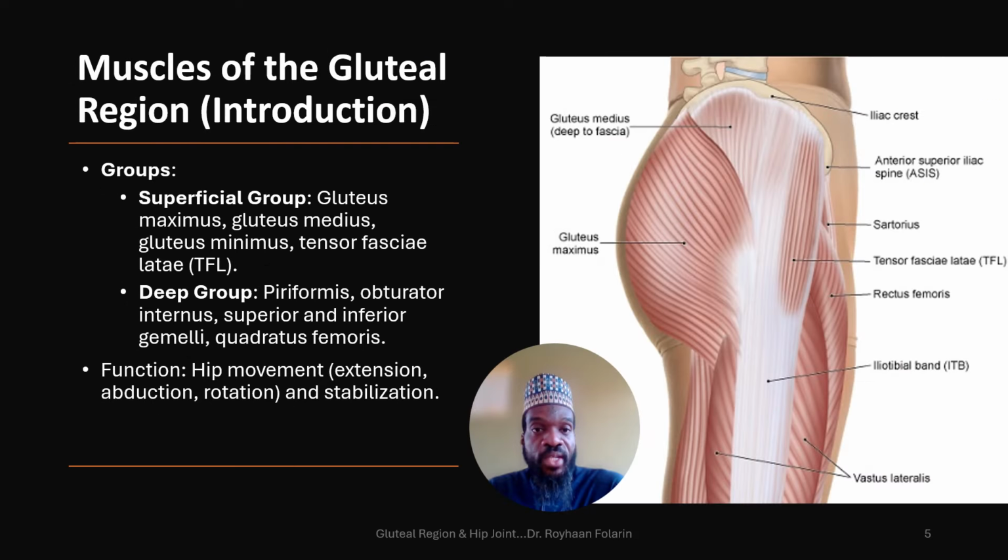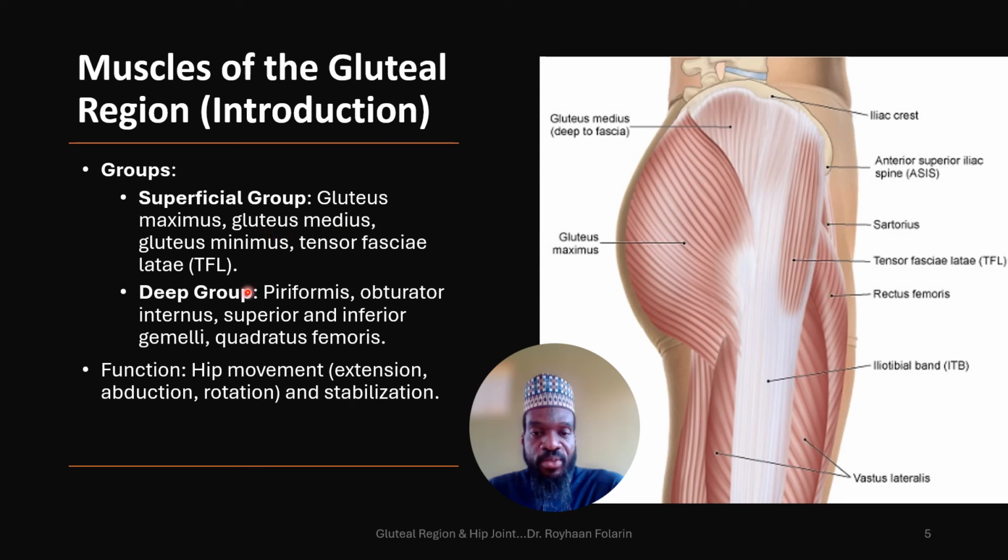So the muscles of the gluteal region are divided into two groups, like previously mentioned. The superficial group of muscles consists of the gluteus maximus, the gluteus medius, and the gluteus minimus, which is deep to this. And you also have the tensor fasciae lata, usually considered along with the three gluteal muscles as being superficial, even though it's more anteriorly placed, as we'll come to explore shortly.